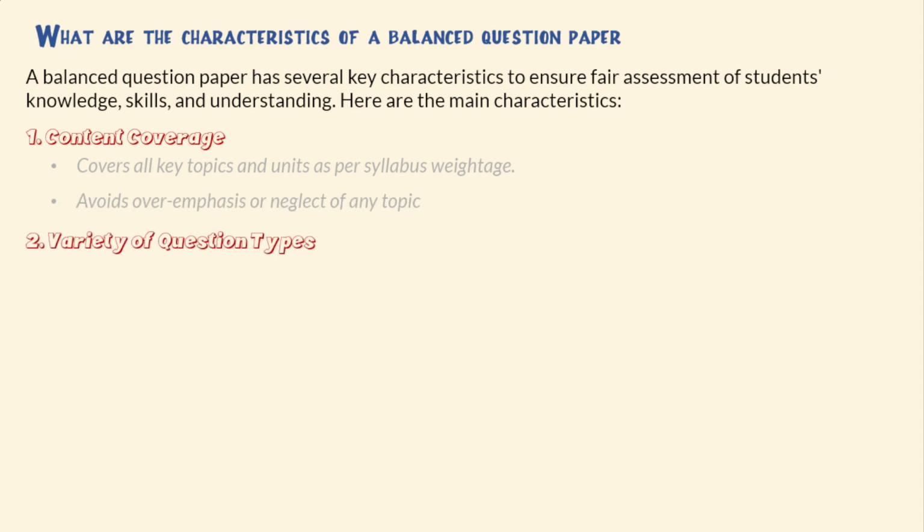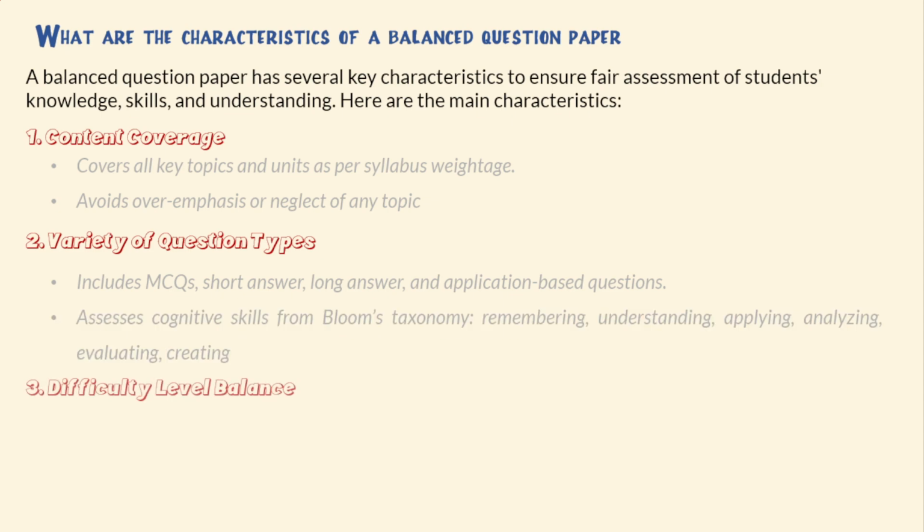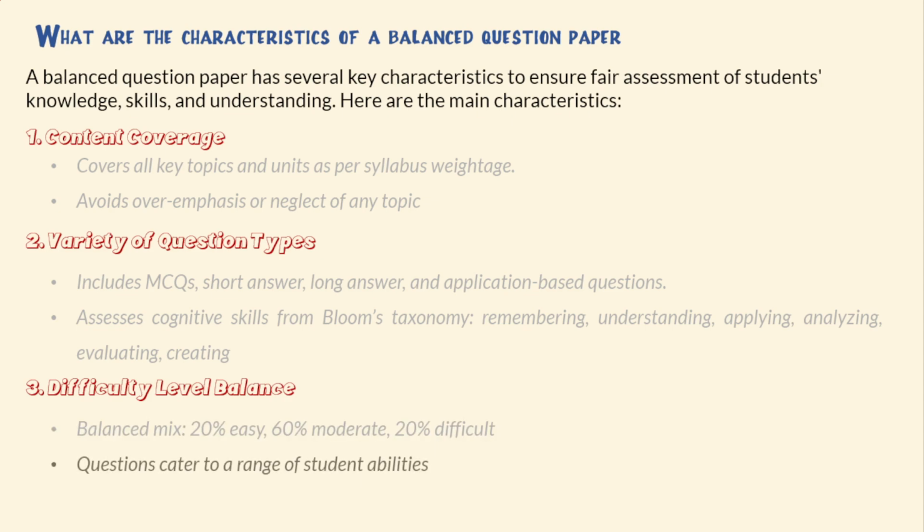The second one is variety of question types. It includes MCQs, short answer, long answer and application based questions. It assesses cognitive skills from Bloom's taxonomy, that is remembering, understanding, applying, analyzing, evaluating and creating. The third one is difficulty level balance. It is a balanced mix, that is 20% easy, 60% moderate and 20% difficult. Balanced questions cater to a range of student abilities.